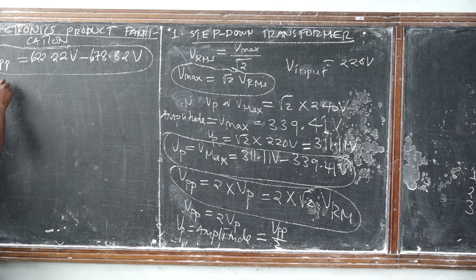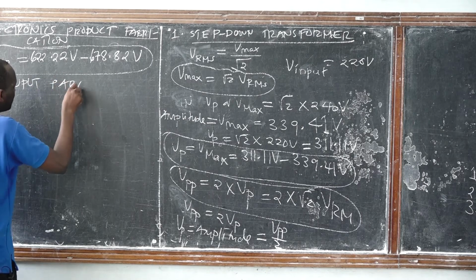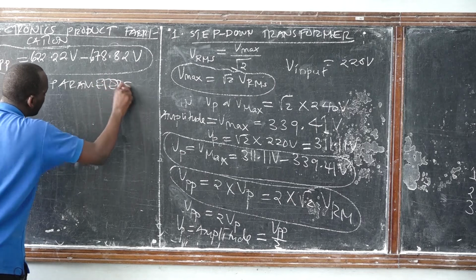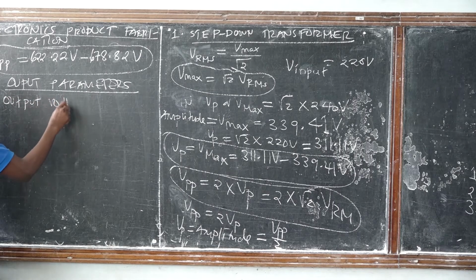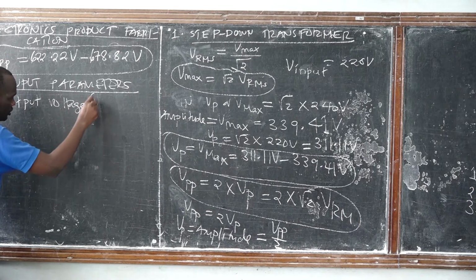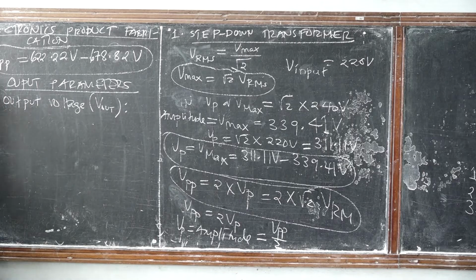Okay? Now we are going to the output parameters. It's very simple for you to understand the output parameters, because we're still dealing with the same parameters. The first output parameter is called output voltage. Say output voltage. When you talk about the output voltage, we can talk about it as the output root mean square voltage. That's the first parameter. Okay? So listen.